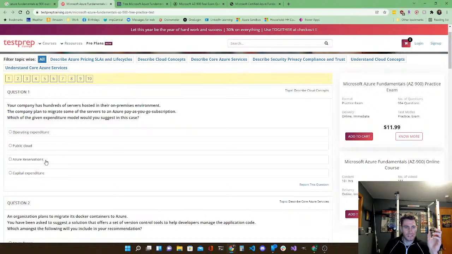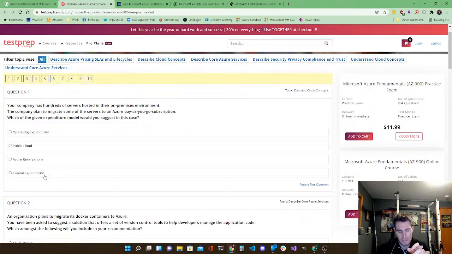Azure reservations is a way, once you're on Azure, to reserve some computing resources and save some money. It's not an expenditure model. These two here are the expenditure models that we talked about. So operating costs versus capital. Capital is where you're buying servers. You're buying something and then, am I getting this mixed up now? Yeah, no, I think that's right.